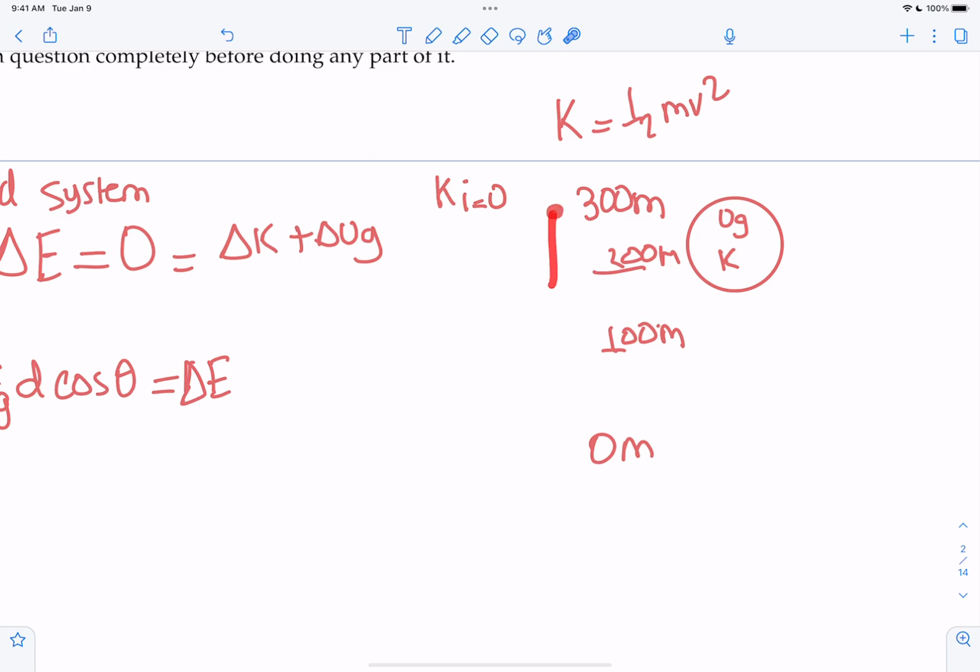Logically, as you jump out of the plane and go through the air, you're going to start speeding up, right? So your v is going to increase. So let's make the 100-meter point our kf. You might be traveling at a certain speed at this 100-meter position, which is going to give you a change in kinetic energy, right? That's what we observe.